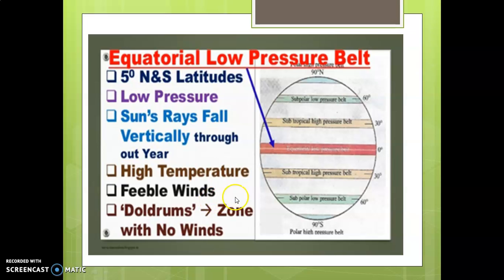Feeble wind, very light wind. Doldrum means zone with no winds. Calm belt.